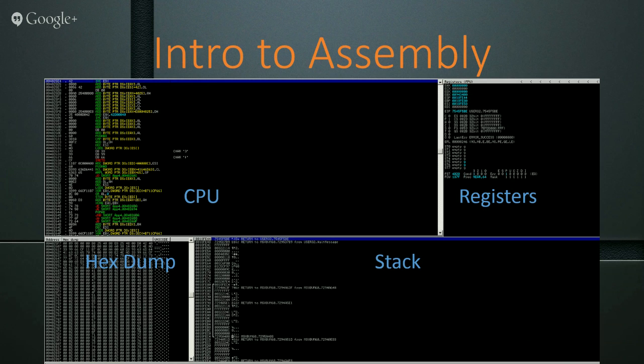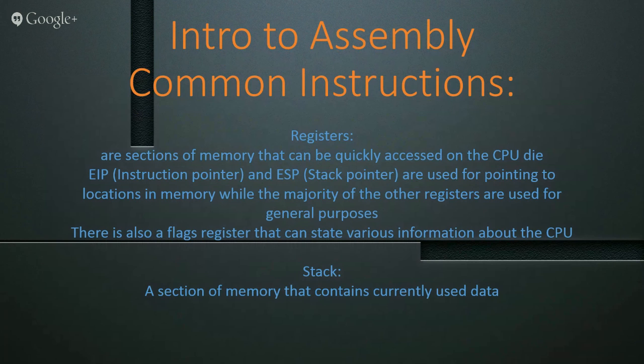So in this case, this is Immunity Debugger. The top left, we can see the CPU. Top right, we can see the registers. Bottom left, we can see the hex dump. Bottom right, we can see the stack. I can explain all those.